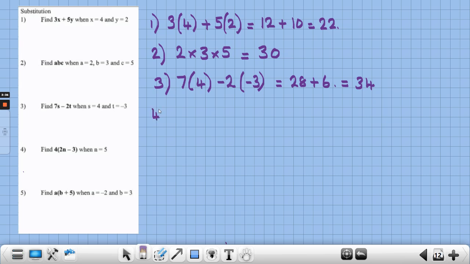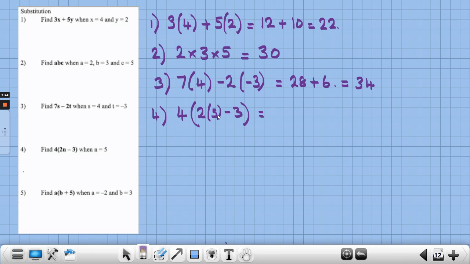Okay, question 4. Find 4 bracket 2n minus 3 bracket when n equals 5. We've got 4, and then I'm going to do a big bracket, and inside that I'm going to put 2 and replace the n with a 5. And just make that bracket slightly smaller so we can distinguish the two. Minus 3.